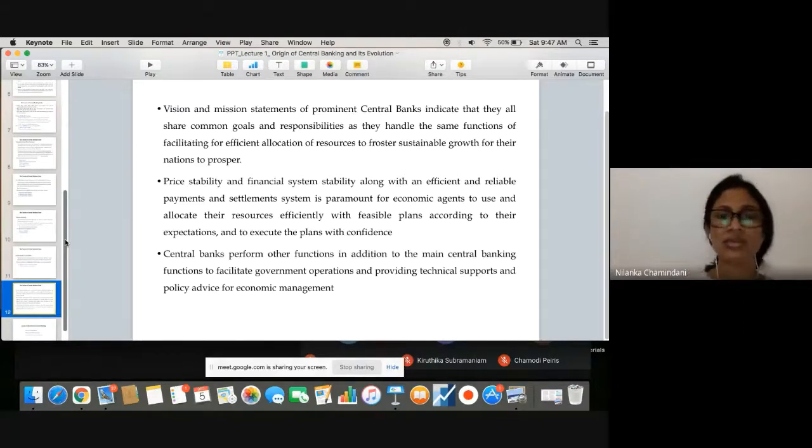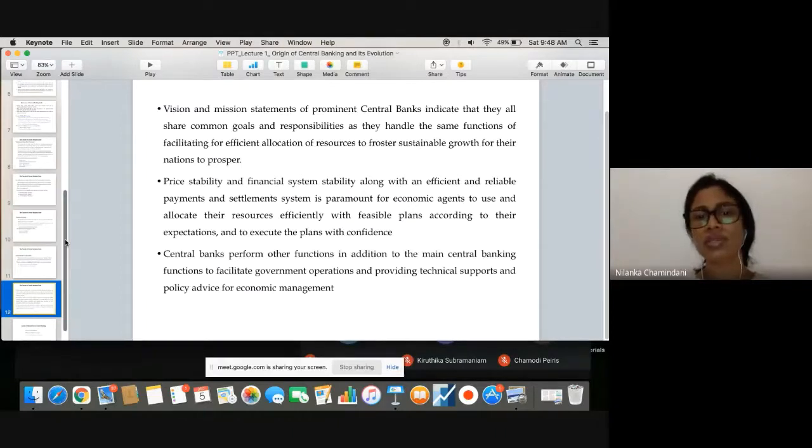Otherwise, it can be a threat to price stability as well as the integrity of the financial system, its stability as well. So always when we talk about price stability, we have to keep the price level stable. When it comes to the financial system, it is basically about the integrity, right? And also being efficient and safe. With respect to payment and settlement, it should be efficient and safe. That's what the central bank should ensure all the time, right?